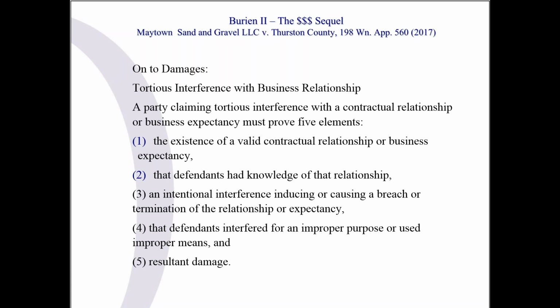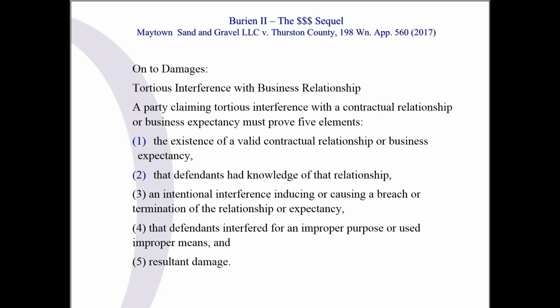And basically, the elements are that a party claiming tortious interference with a contractual relationship, A, has to prove the existence of a valid contractual relationship or business expectancy. In this case, as with all permit applications, the business expectancy is that once you get your permit, you're going to be able to go develop your property and sell it and make tons of money, or in the case of a gravel pit, you're going to be able to go out and start mining and make tons of money there. 2, the defendants have knowledge of that relationship.